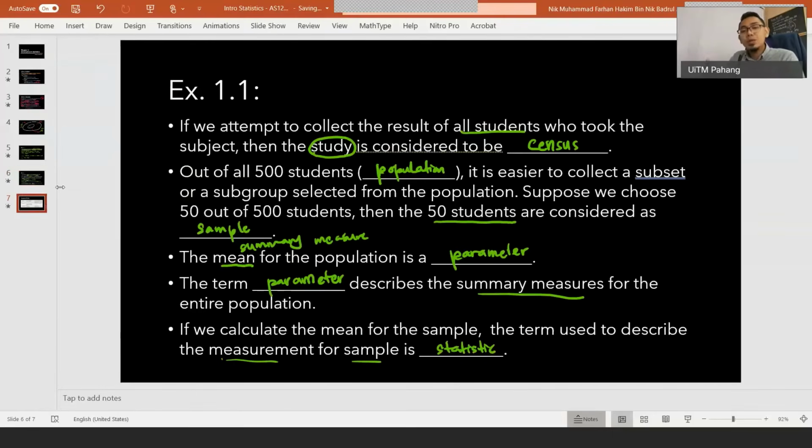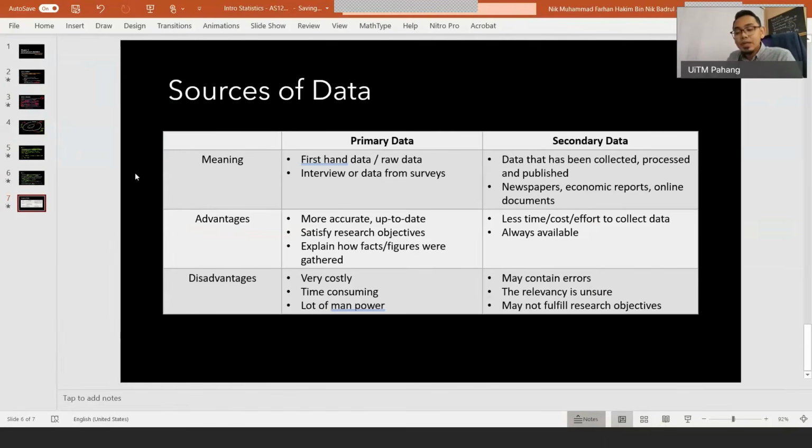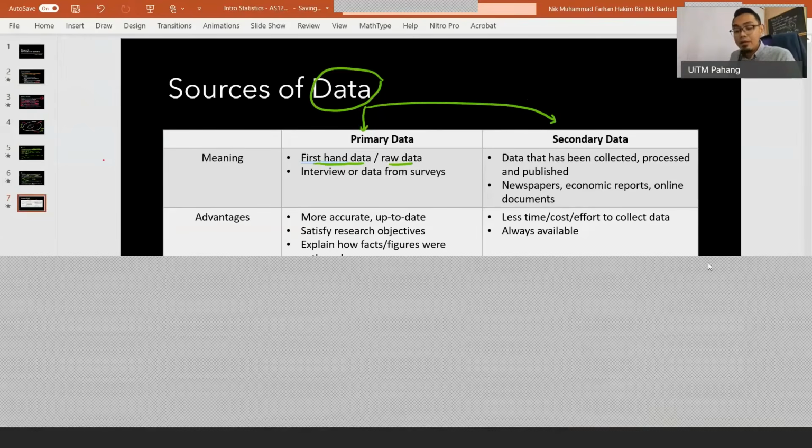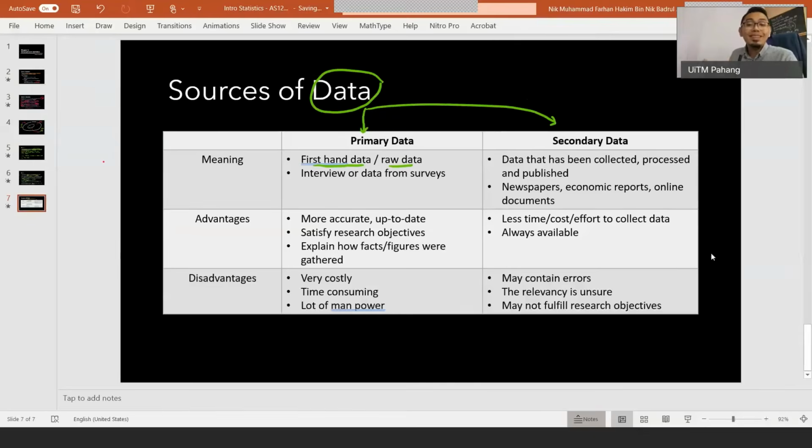Okay, we have the sources of data. All right. So data can be divided into two. This first one will be the primary and the second one will be the secondary data. What is primary data? It is the first-hand data or raw data. Data mentah. Data yang belum digaul, dikacau lagi. Apakah maksudnya? Right. So, ataupun bila you buat interview, you pergi tanya orang itu secara direct. Maklumat yang you dapat itu adalah first-hand data, primary data. Okay?